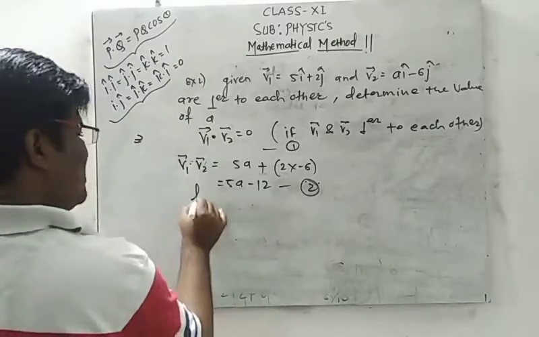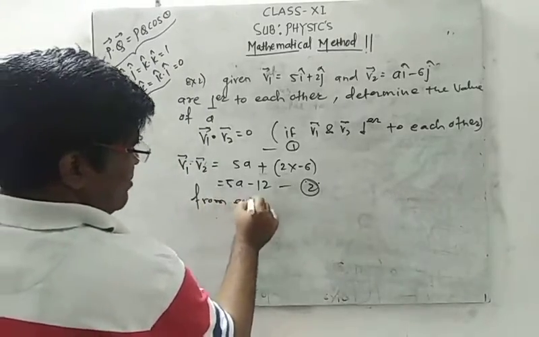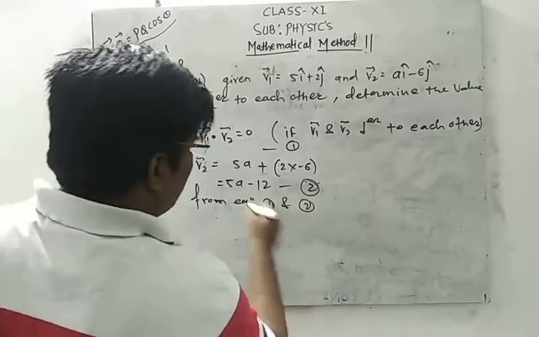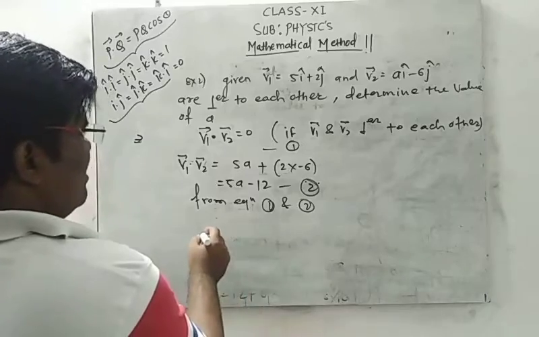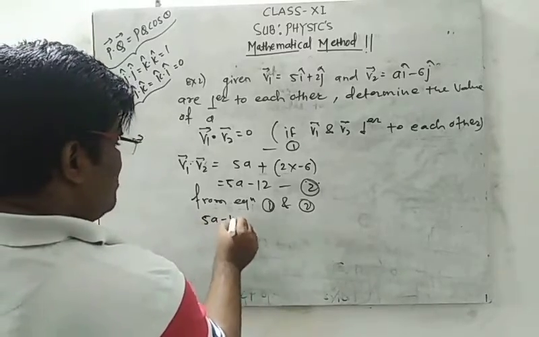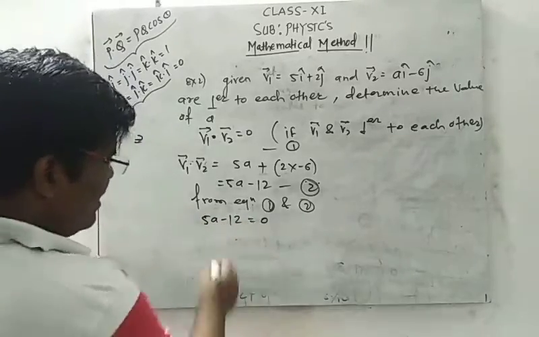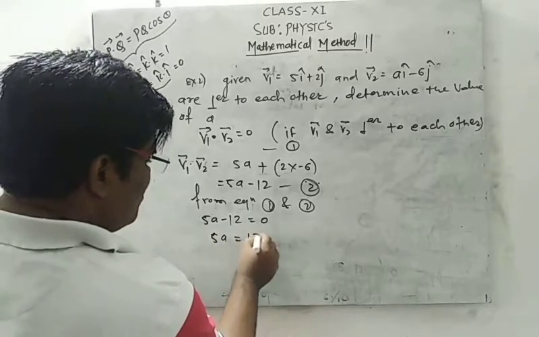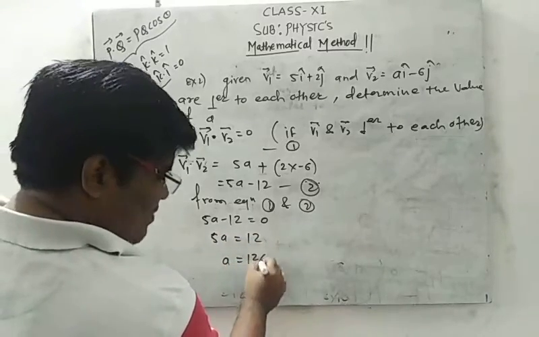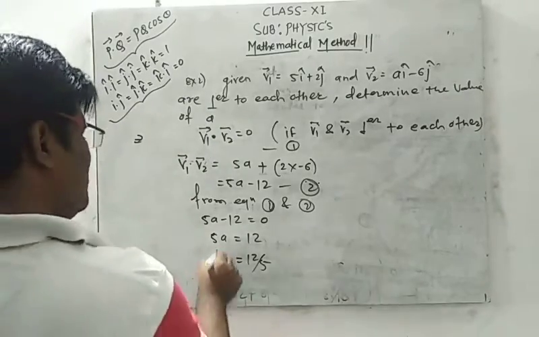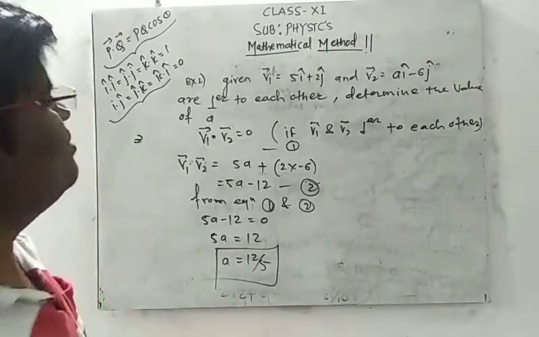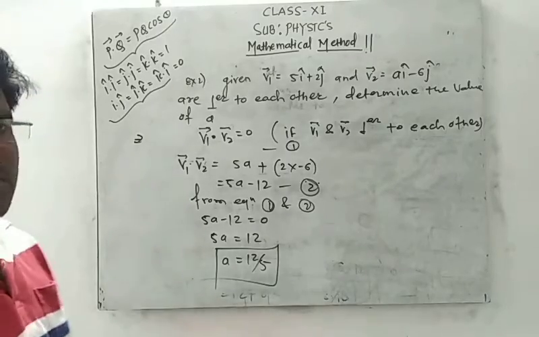So from equations 1 and 2, we can equate them because the left hand side is equal, and therefore we get 5a minus 12 is equal to 0, right? And therefore 5a is equal to 12 and a is equal to 12 by 5. So this is your answer, right? So what is the value of a? a is equal to 12 by 5.